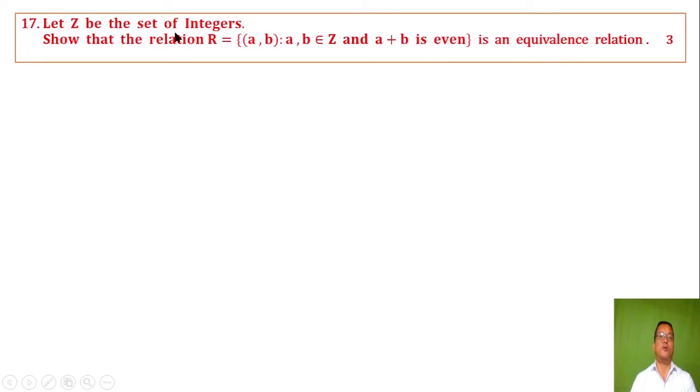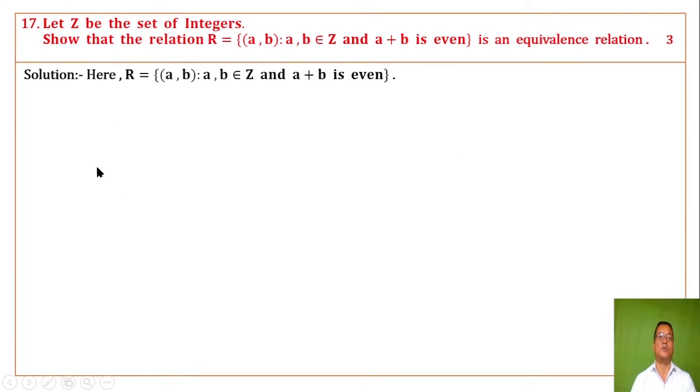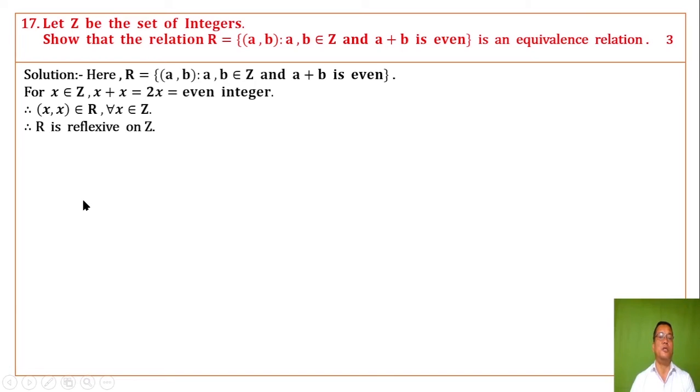Question 17. Let Z be the set of integers. Show that the relation R consisting of ordered pairs (a, b) such that a, b belong to Z and a plus b is even is an equivalence relation. 3 marks. Here R equal to this. For x belongs to Z, x plus x equal to twice x, which is an even integer. Therefore, ordered pair (x, x) belongs to R for all x belongs to Z. Therefore, R is reflexive on Z.